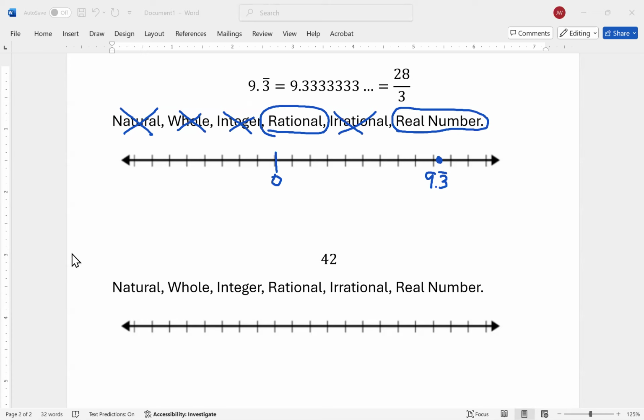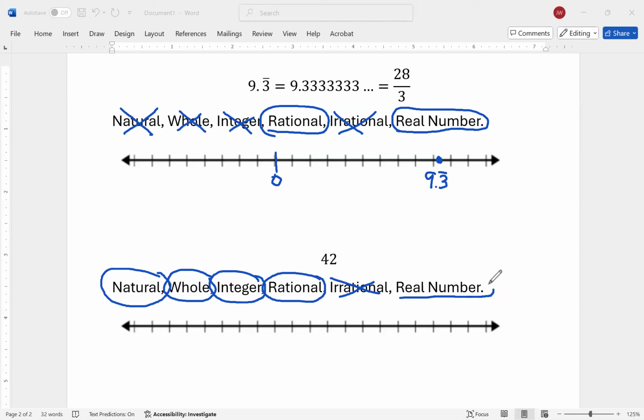Now 42 is nice. 42 has no decimal expansion, so it is a natural number. And if it's a natural number, then it's also a whole number. And if it's a whole number, then it's also an integer. If it's an integer, then it's also a rational number because we can write it as 42 over 1. It is not irrational because my decimal expansion stops. However, it is real. So it's rational, real, it's an integer, it's a whole number, it's a natural number. 42 is really nice in this sense.